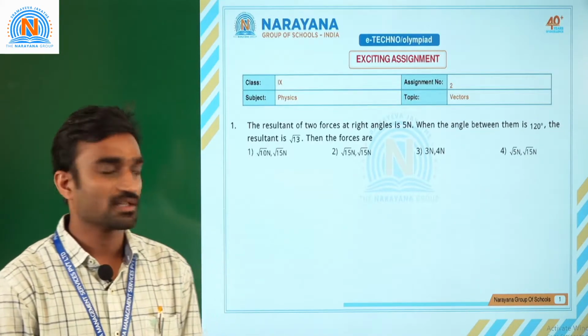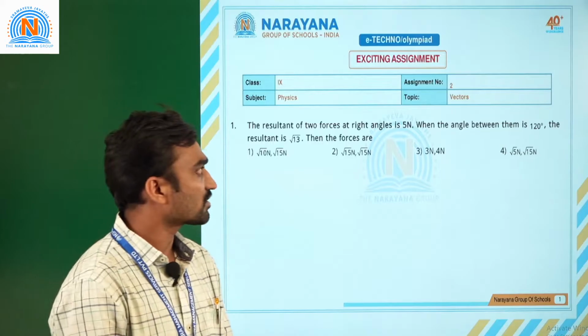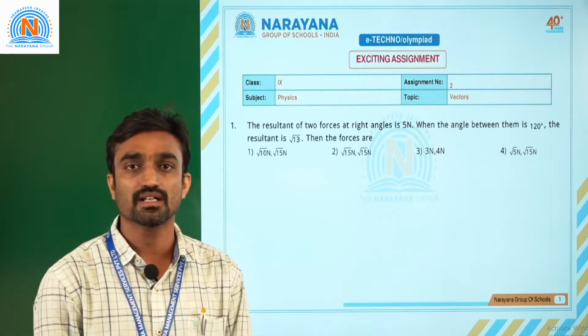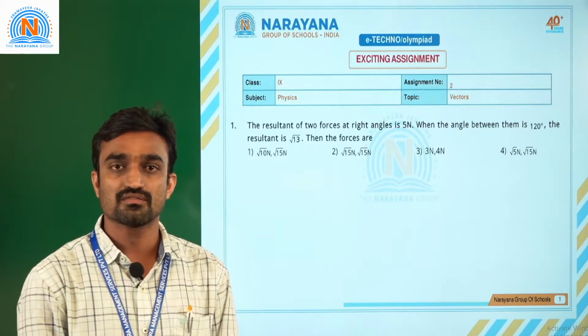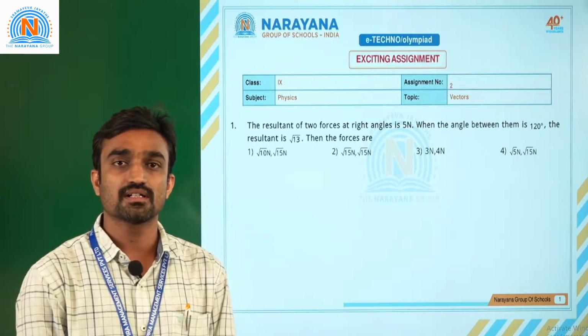The first question of the assignment: the resultant of two forces is 5 newtons when they are at right angle, and the resultant is root 13 newton when they are at 120 degrees. What are the forces? See how to find the resultant of two forces.